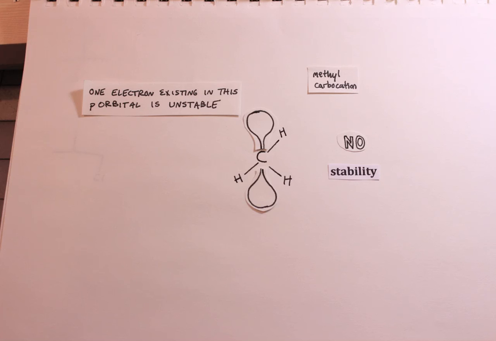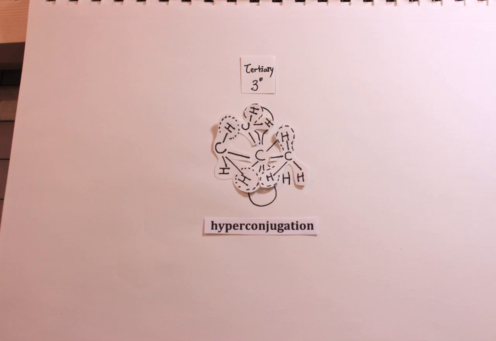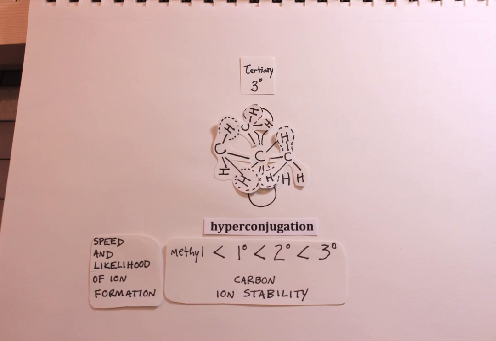However, as we add alkyl substituents next to the partially empty p orbital, the electrons of the single bonds between adjacent carbons and their hydrogens overlap with the empty p orbital, making it more stable and increasing the speed with which, and the likelihood that, the carbocation will form. This is called hyperconjugation. So, a tertiary carbocation is the most likely to form because it is the most stable.